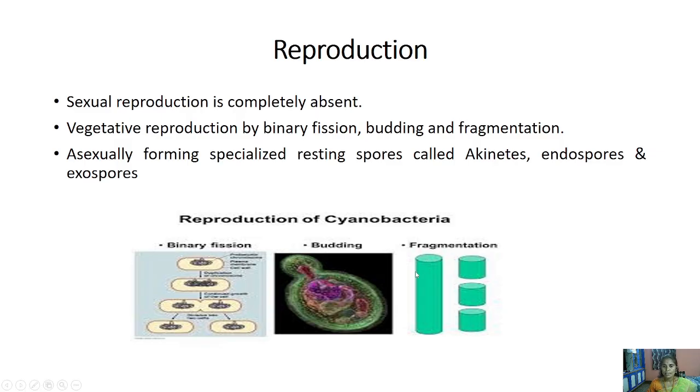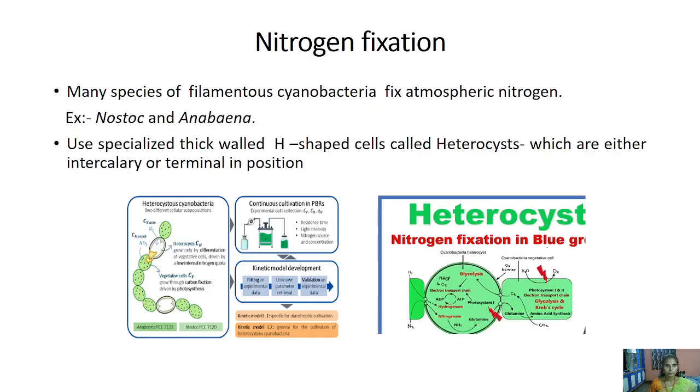In case of certain filamentous forms of cyanobacteria, as well as in colonial forms of cyanobacteria, the whole plant body or colony sometimes breaks into small segments. Those segments are referred to as fragments. So, fragmentation is also one of the types of vegetative reproduction observed in case of cyanobacteria. Coming to asexual reproduction, cyanobacteria reproduce asexually by forming specialized resting spores like akinetes, endospores, and exospores.